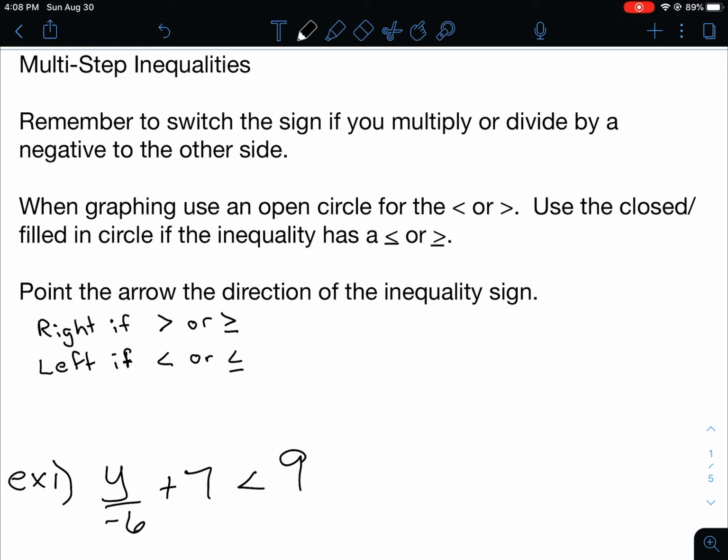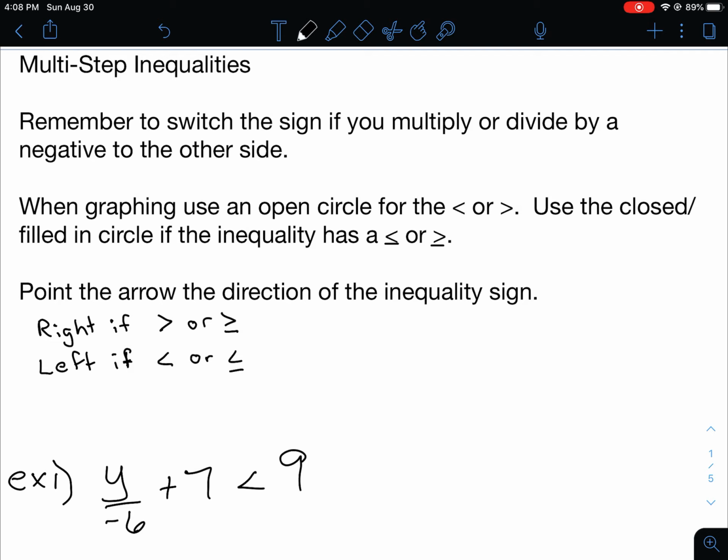Also, remember that it is an open circle on the number line when you graph it if it has a greater than or a less than sign. It's the closed or filled in circle if you are using the less than or equal to, or greater than or equal to. You know what direction to point the arrow. If your variable is on the left and you have a greater than or greater than or equal to sign, you point it to the right. If the variable is on the left and it is showing a less than or less than or equal to sign, then you put it to the left.